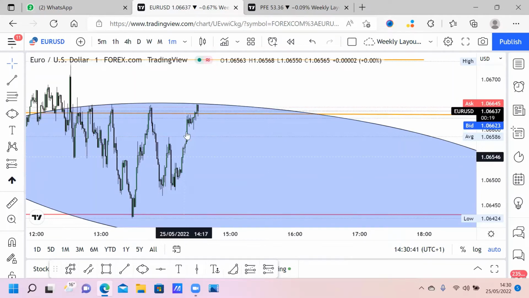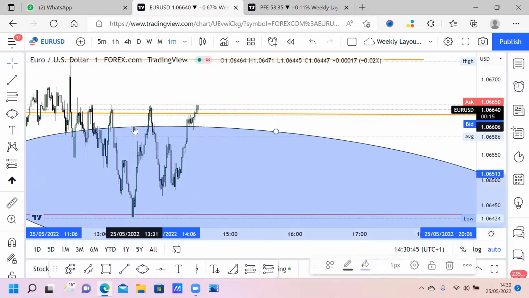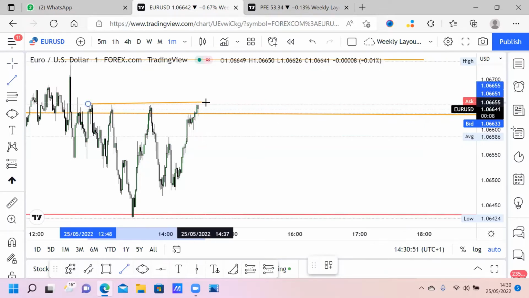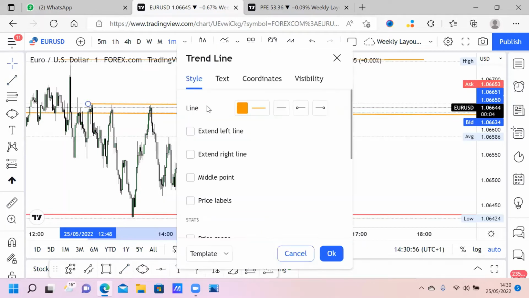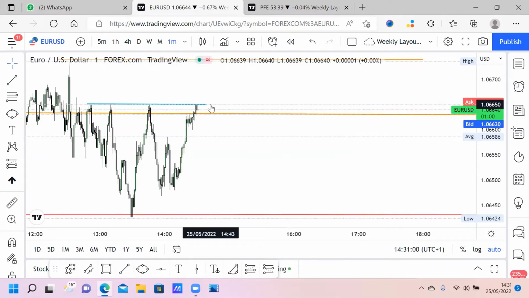So it means that this particular zone where all these wicks are, price needs to go above here. Needs to go above there for a buy to continue.